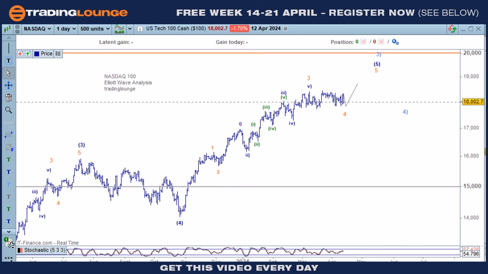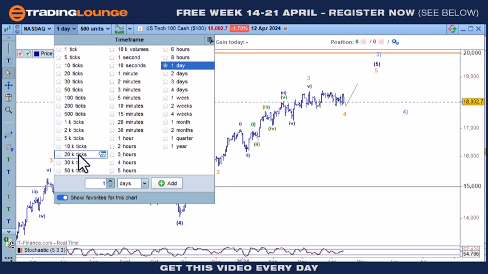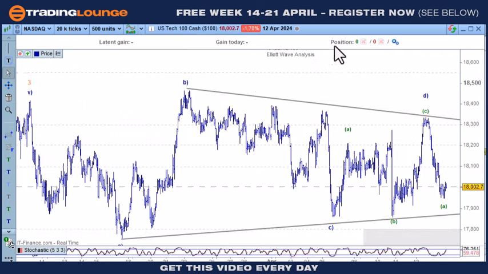Welcome to Trading Lounge and the US stocks, starting with the NASDAQ here. We are in quite a complicated correction, as you can see, but I believe that it'll be over soon. So let's go into the intraday from the daily chart so we can drill in a little bit.